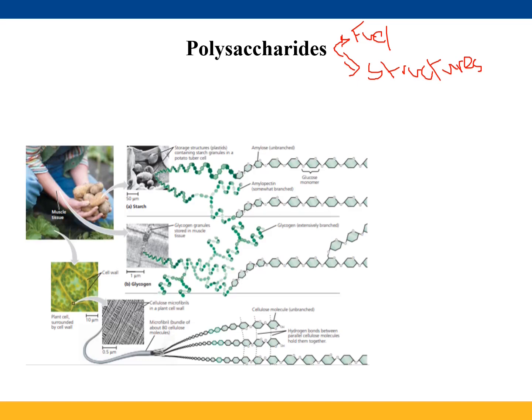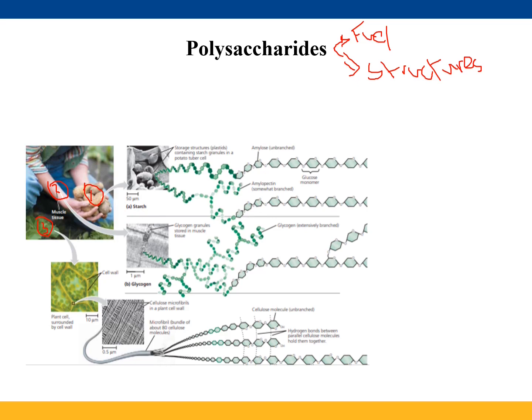Here we have three polysaccharides: one in the potato, two in the human, and three in the plants. The first and the second will be used as a fuel, and the third one will be used for the structure of the plants. So let's talk a little bit about these three. In the first one, we have the starch in the potato.